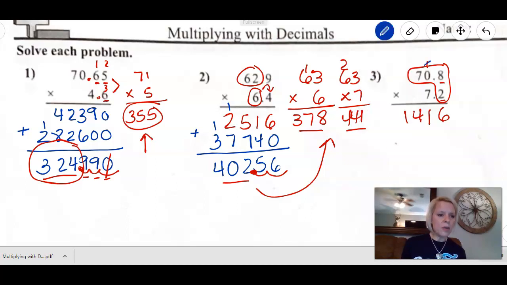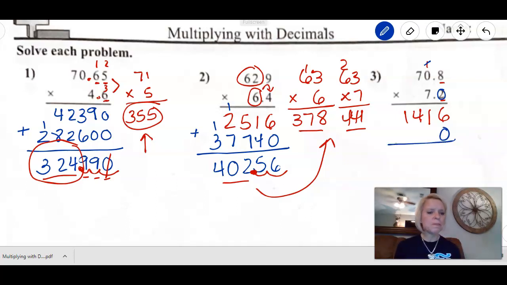And now we are going to be multiplying times our 7. So we have to mark our 0 and put that placeholder there, right? Okay, so 8 times 7 is 56. 0 times 7 is 0, plus 5 is 5. And then 7 times 7 is 49.